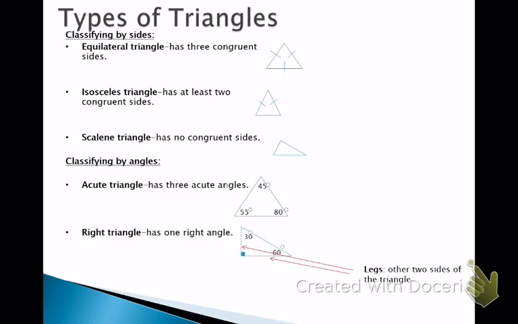The side that's across from the right angle is called the hypotenuse. Hypotenuse is always the longest side, and it's always across from the right angle. And being able to pick out the hypotenuse in a right triangle is going to be really important to us later. So make sure that you are aware and remember where the hypotenuse is.